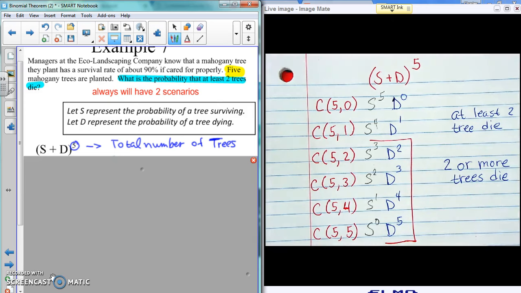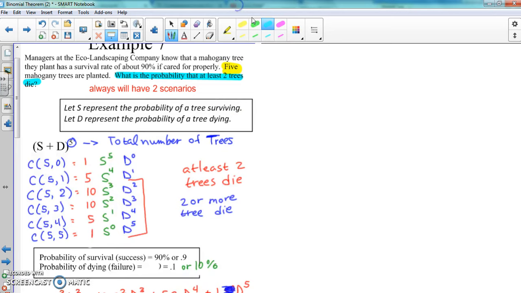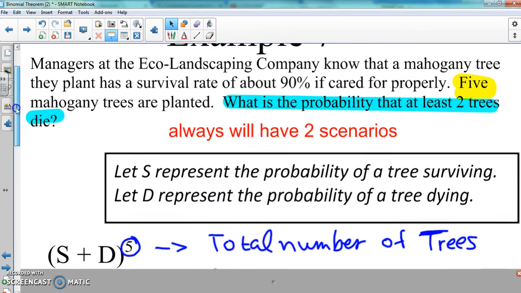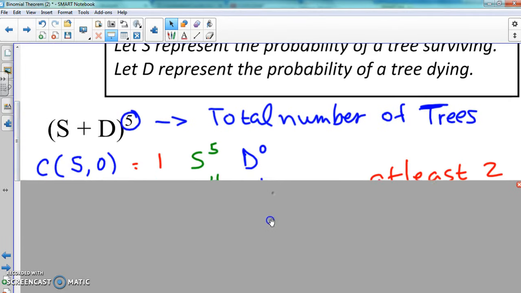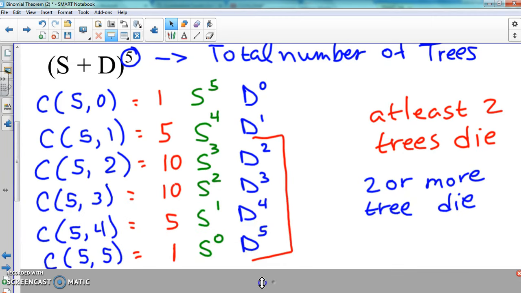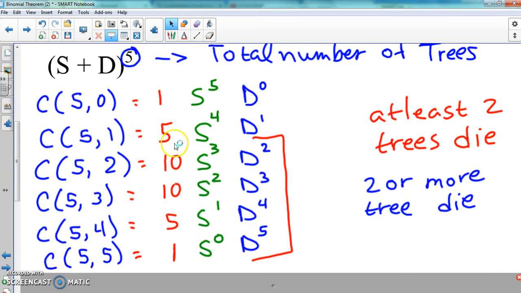Hopefully you can do those in the calculator really fast. And I believe I already did that part. And so here, I just rewrote that again. So here, these are your numbers in front. So the coefficients are 1, 5, 10, 10, 5, and 1. Then these here. All right, so what we're going to deal with is just these numbers right here.